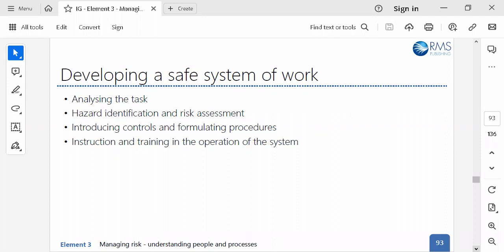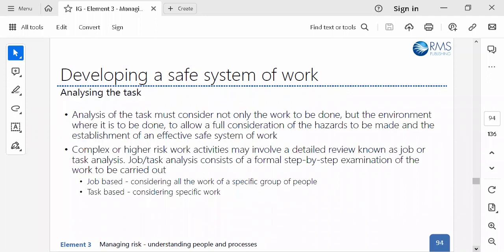We need proper instruction to implement the safe system of work, or we need proper training to implement this safe system of work in a better manner. How will we analyze the task? Analyzing the task.